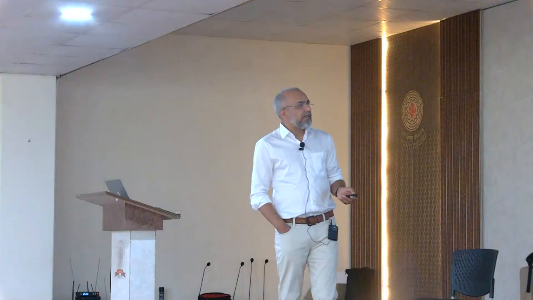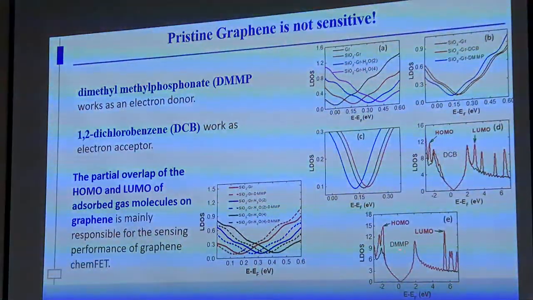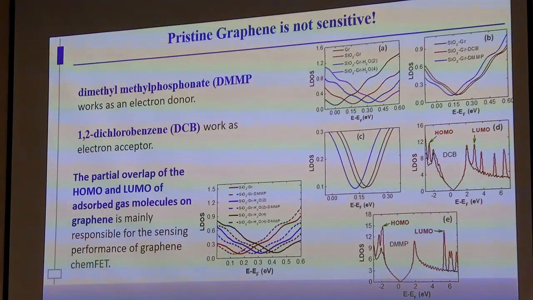Theoretically, the computational study suggests that in the case of DCB, the HOMO and LUMO are very close to the graphene ones. But in the case of DMMP, the LUMO is farther from the graphene one. So it means DCB will transfer electrons more easily and quickly in comparison to DMMP. Here, HOMO is the highest occupied molecular orbital and LUMO is the lowest unoccupied molecular orbital. So the conclusion from this slide is that if we have graphene on a defective substrate, then we can do sensing with graphene FET.